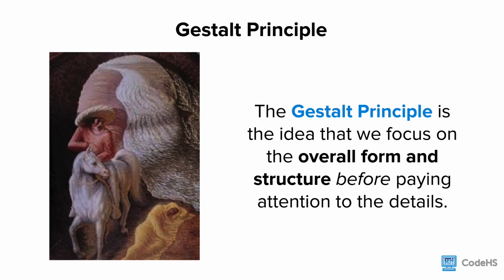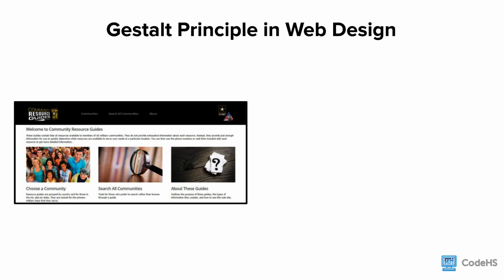Rather than see the individual parts, like the man on the horse and the woman, we see the larger form that is created from their interaction. This is relevant to web design because users almost always pay attention to the overall form and structure of a web page when deciding whether or not they like its layout.